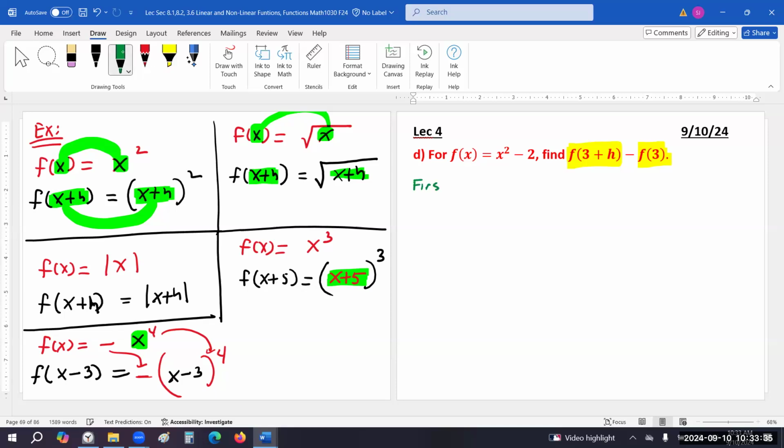So first, we need to find f of 3 plus h. It means the x we see here, we are not going to write x anymore. We are going to write the whole thing, 3 plus h, in place of this x. The original one is x squared minus 2. But now we are not finding x squared, we are finding f of 3 plus h, so 3 plus h is inside. And then we have our square, and then we have minus 2.